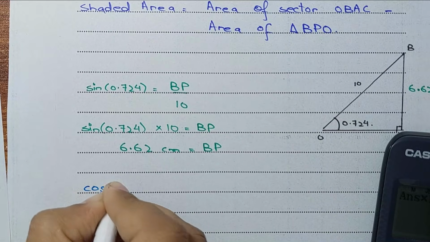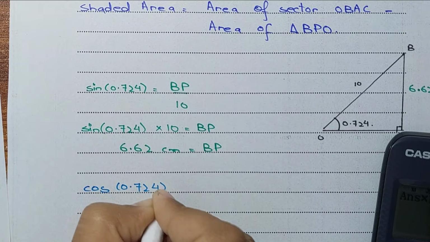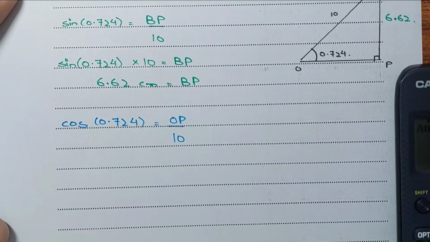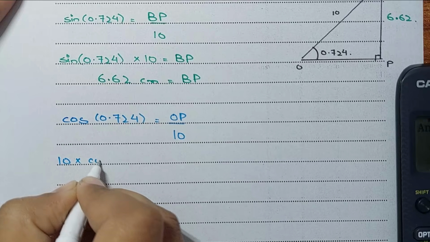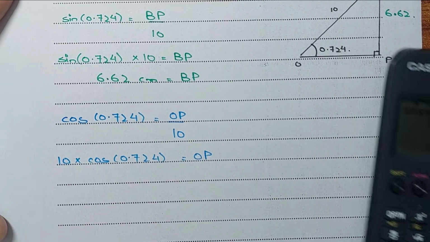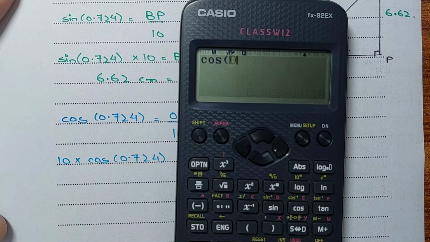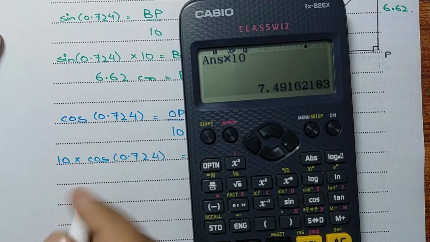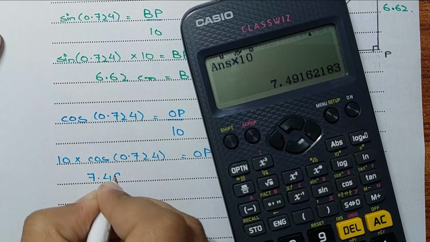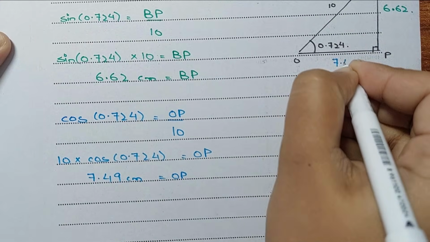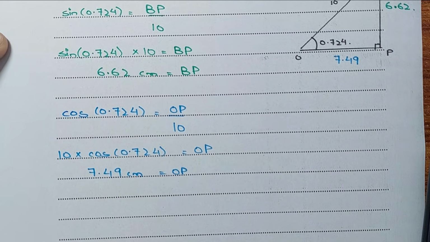So here we can say cos 0.724 is adjacent OP over the hypotenuse, which is 10. Solve for OP. So 10 times cos of 0.724 is OP. Cos 0.724 multiplied by 10 is 7.49 or 7.5. 7.49 centimeter is OP. Okay, we have OP now.